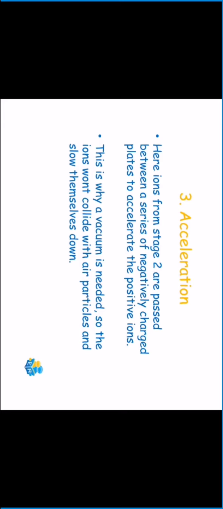Stage 3 is acceleration, and here the ions from stage 2 are passed between a series of negatively charged plates to accelerate the positive ions. This is why a vacuum is needed, so that the ions won't collide with air particles, and that could cause them to slow down. So that's why the vacuum is needed.